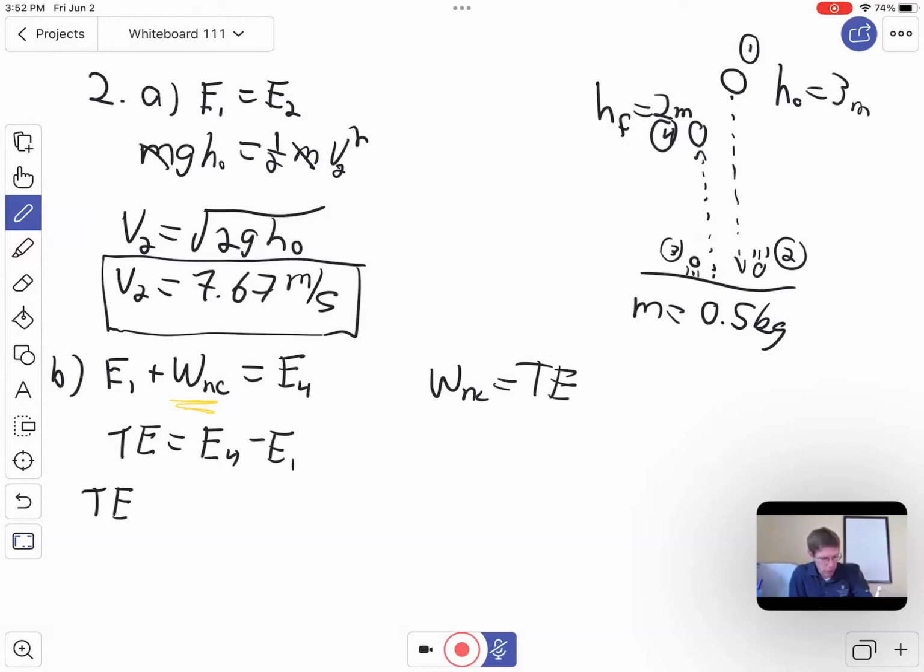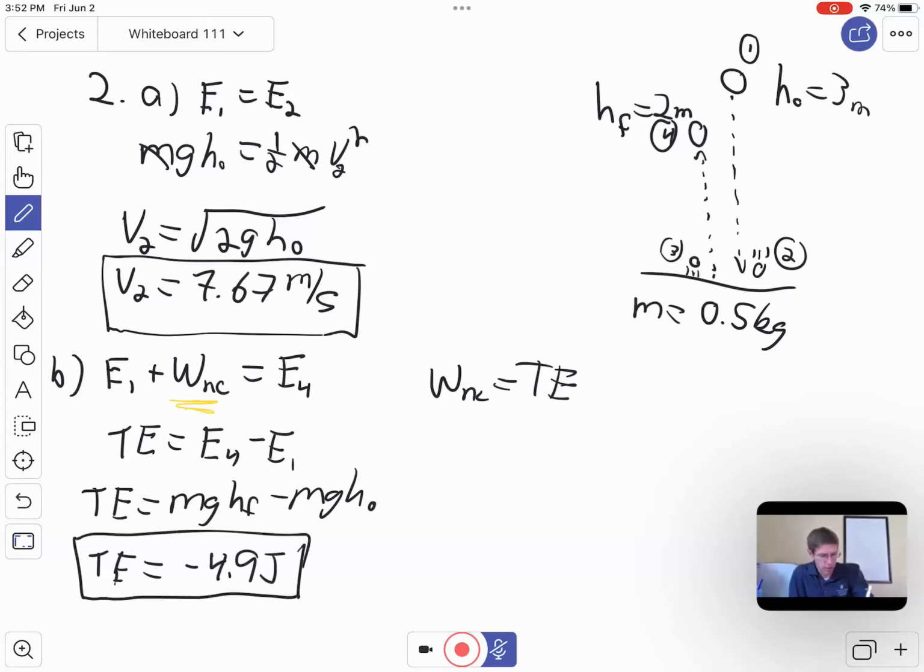And so the thermal energy should just be equal to mgh final minus mgh initial. If you plug in your values, I trust that you all can do that. What you should have found is that this comes out to be negative 4.9 joules of energy, and it's negative because it's taking the energy away, right?